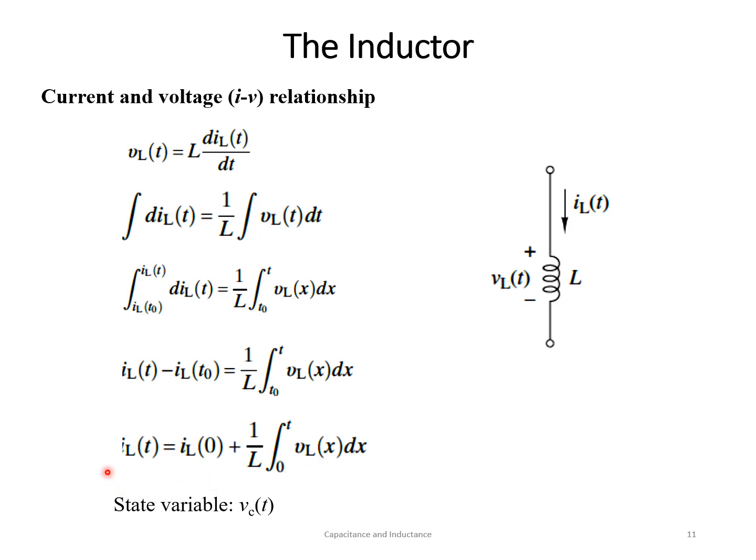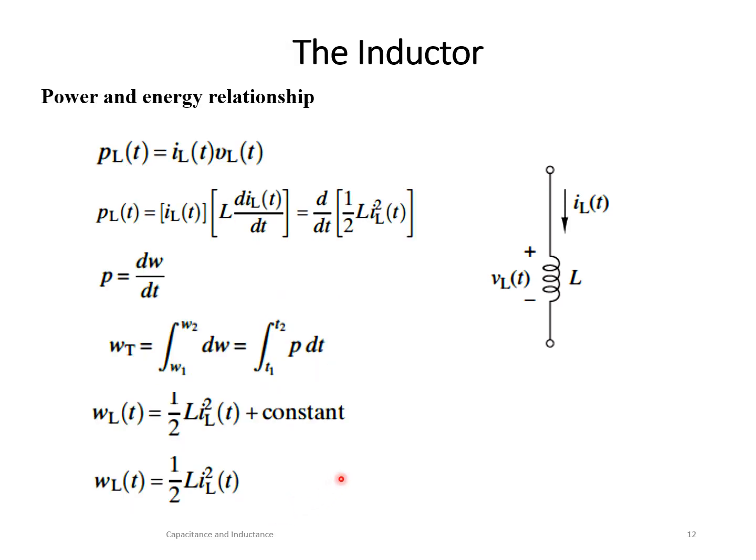Recall that in case of a capacitor, vC is vC at time t equal to t0, plus 1 over C times the integral of iC(x) dx. One thing which is important is that you may be using state variables, especially in the following semester's courses. The state variable related to capacitor is the capacitor voltage, and the state variable related to inductor is the inductor current.